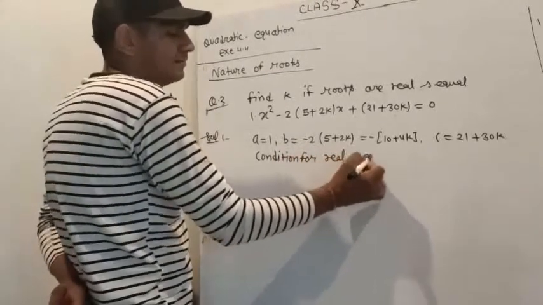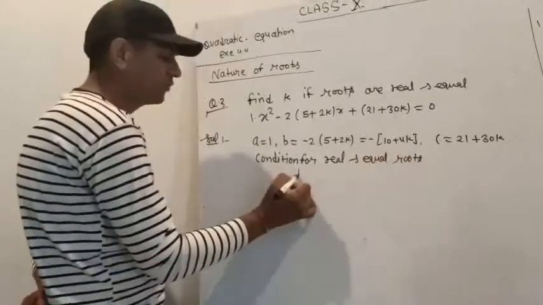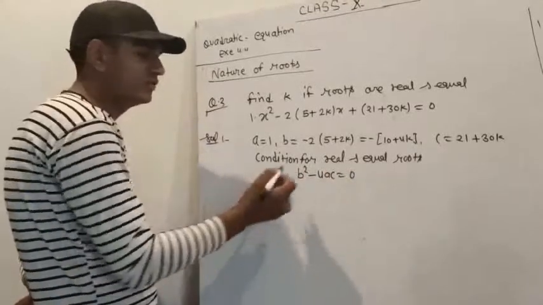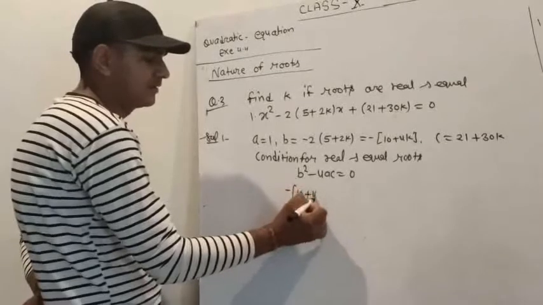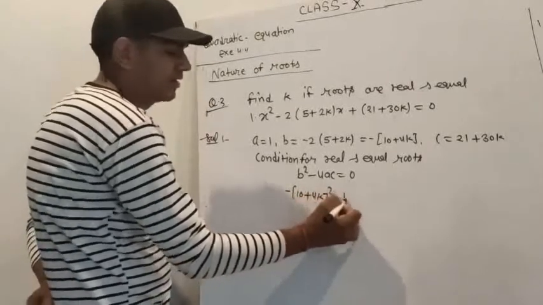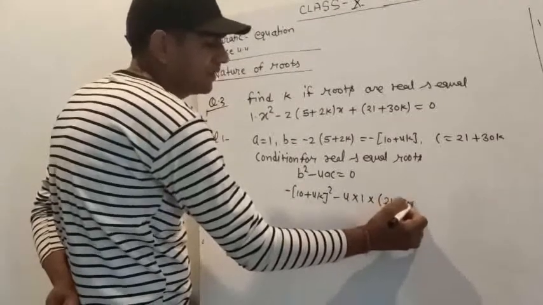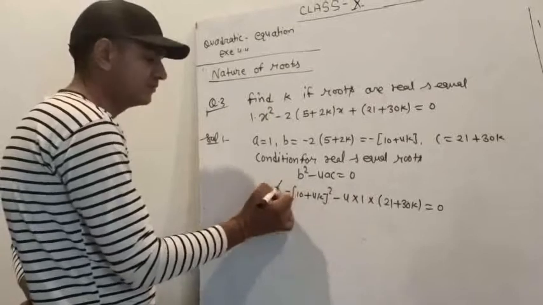Now the condition for real and equal roots is b square minus 4ac equals 0. What is the value of b? Minus 10 plus 4k whole square, minus 4 times a and c, that is 21 plus 30k, equals 0. Now simplify. Negative square is positive.